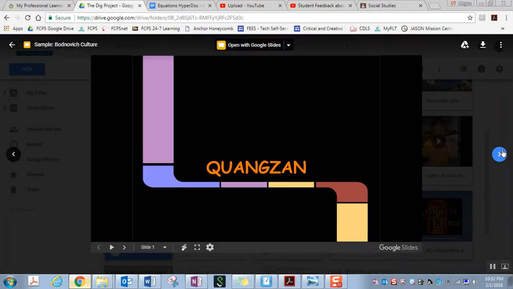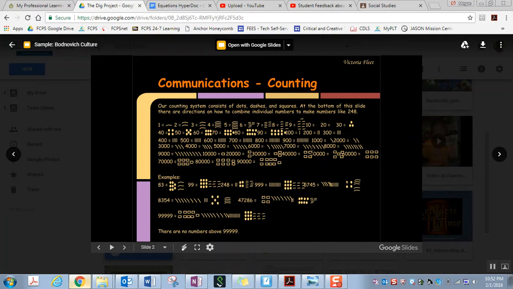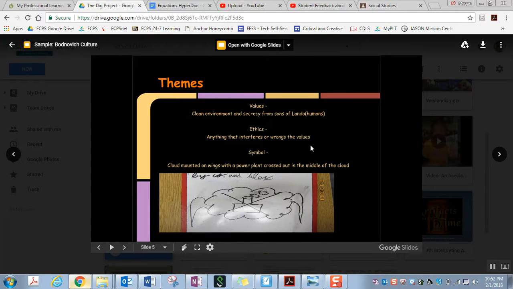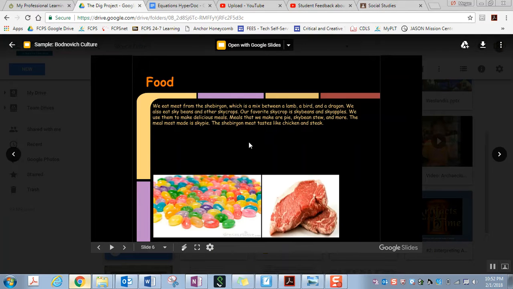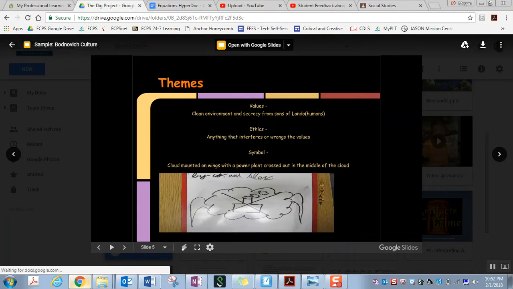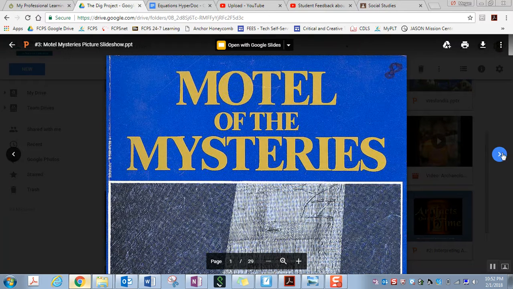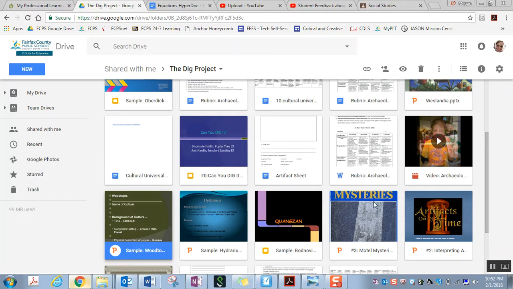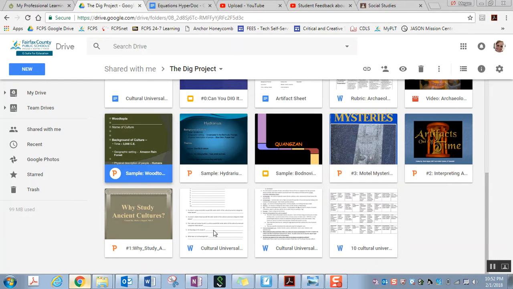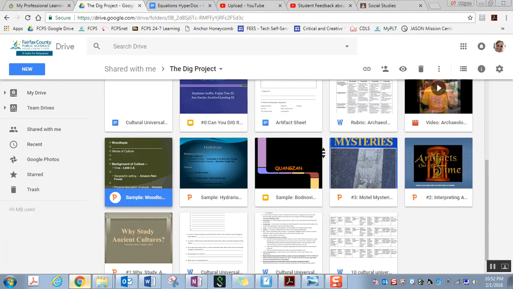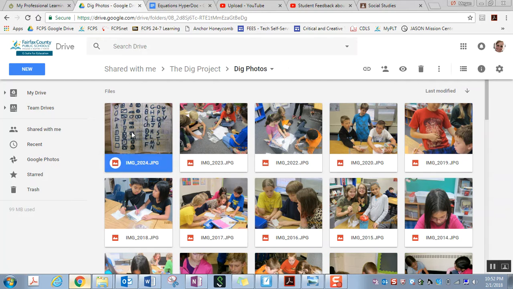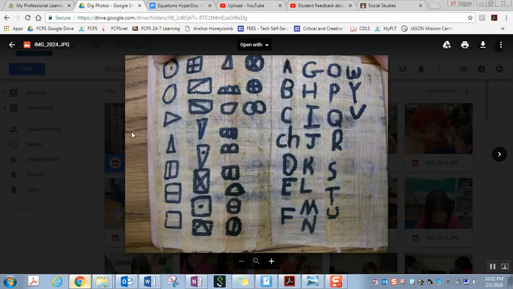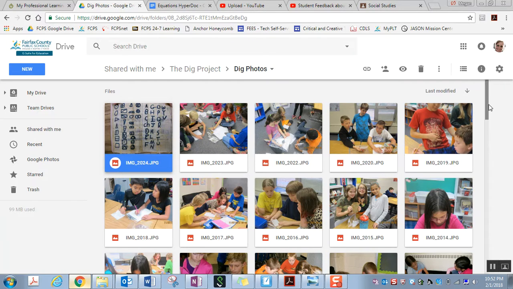But so I showed them all these different examples of cultures and presentations, and also pictures of artifacts. There are different pictures, like in that last one there were pictures there, but I also showed them this was an artifact that a group made. Here's some other pictures of other kids doing this project.